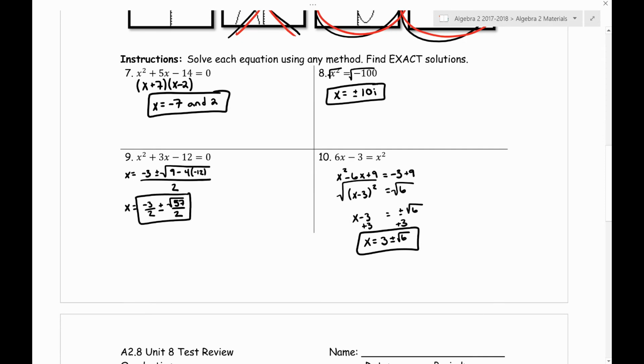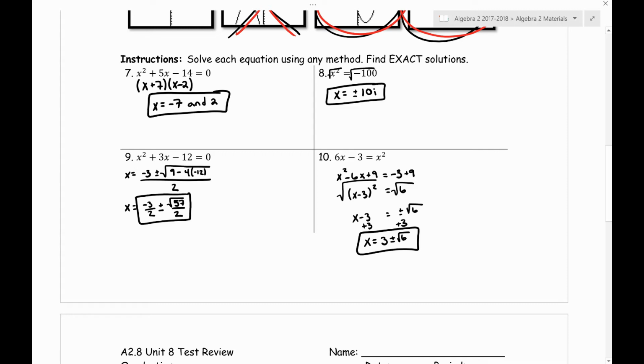Now, solve each equation using any method. Find exact solutions. This is where you can use any of the 4 methods that we've discussed. You can factor. You can use the square root method. You can complete the square. You can try the quadratic formula. If all fails, the quadratic formula will never let you down. As long as you know the formula, you can use it on any one of these, as long as the quadratic is in standard form, where the quadratic is set equal to 0.